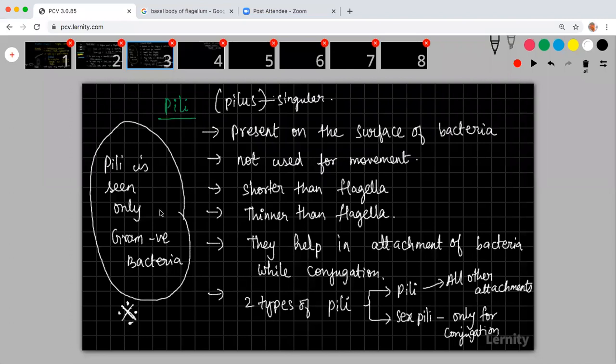When it is undergoing the process of conjugation, we have studied how it is attaching. You see that there are two types of pili. Some types of pili help only in attachment, and some of them are involved only in conjugation. Those which are used only in conjugation, we call sex pili. When they are not involved in conjugation, but are just used as surface attaching structures, then we call them pili.